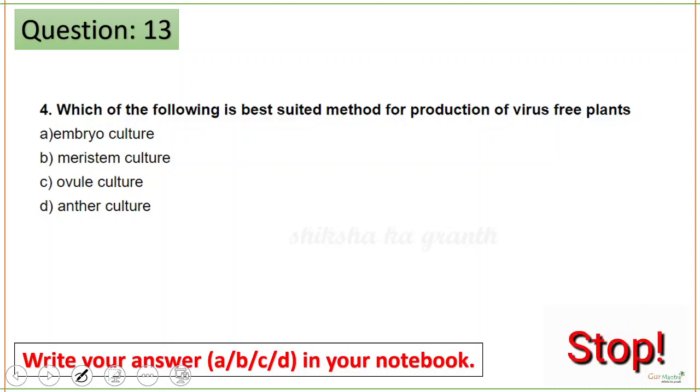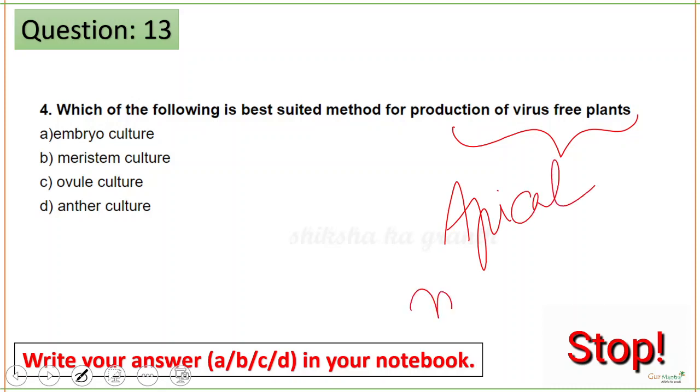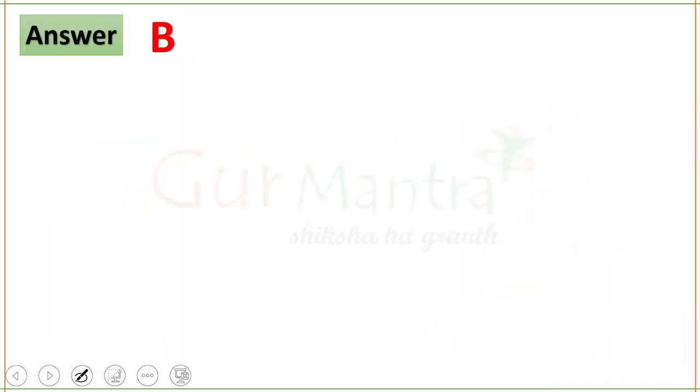Okay, so the question is, which of the following is the best suited method for the production of virus-free culture? And you know the answer for this question is apical meristem. So the correct answer for this question is option B, where you can produce the virus-free culture. Next question.